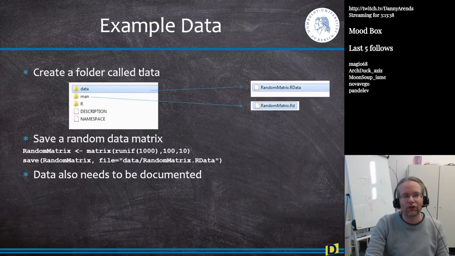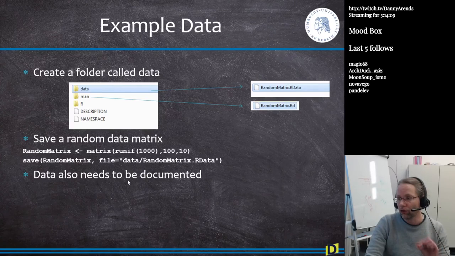Our function doesn't do anything. But if you wanted to add data, you have to create a folder called data. Again, it's all lowercase. So for example, I open up R and I just make a random data matrix. So I just say make a matrix with 1,000 random numbers in there, 100 rows, 10 columns. And I just say save random matrix. So I assign it to a variable, and then I save this variable to a file in the data folder called random matrix.rdata, right?